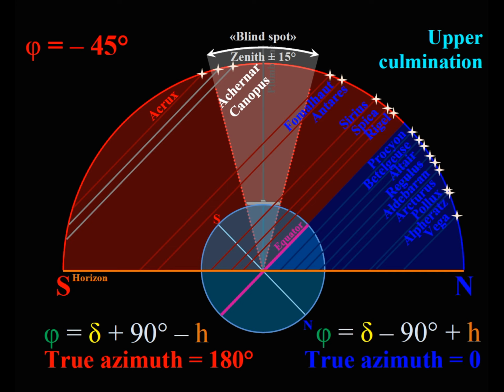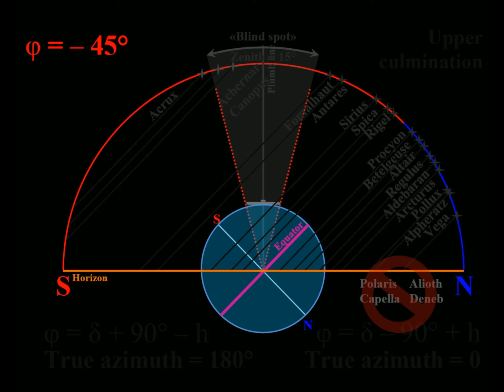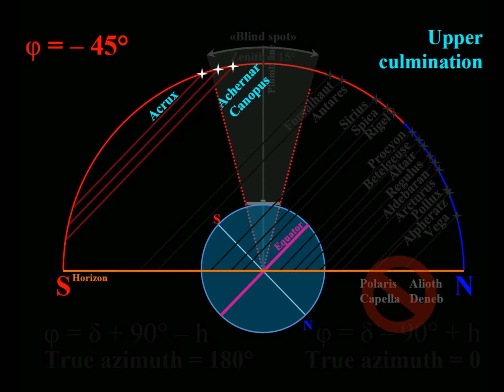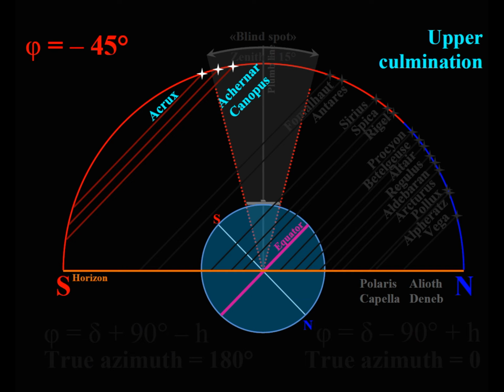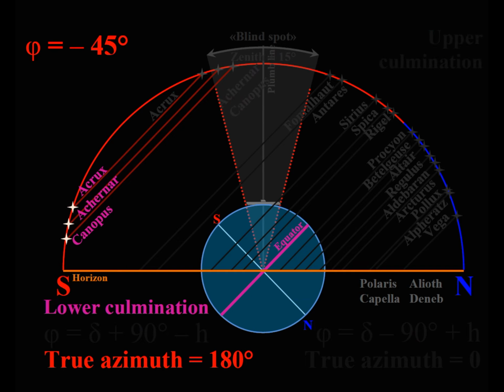Some northern stars are not visible at this latitude. At the same time, lower culmination of some southern stars can be observed. To calculate latitude using this formula, you need to apply positive signs for south latitude and declination.